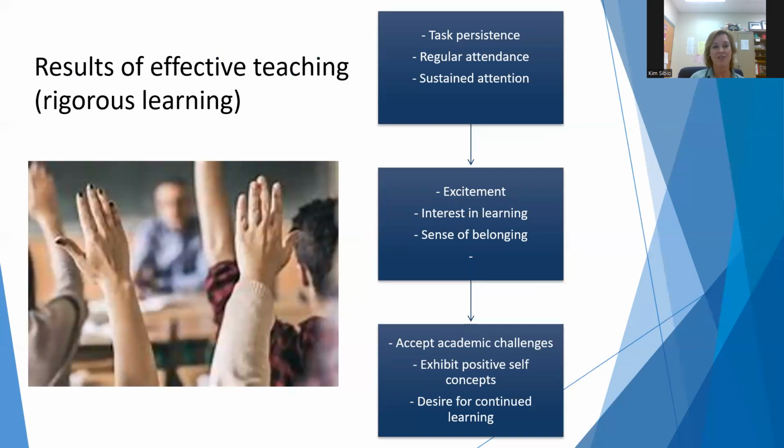The results of effective teaching are rigorous learning results. This can take the form of task persistence, regular attendance, and sustained attention in the classroom. It can also express itself in heightened levels of excitement, interest in learning, and a sense of belonging. Students are more open to accepting academic challenges and exhibit positive self-concepts. They also express a desire for continued learning as a result.